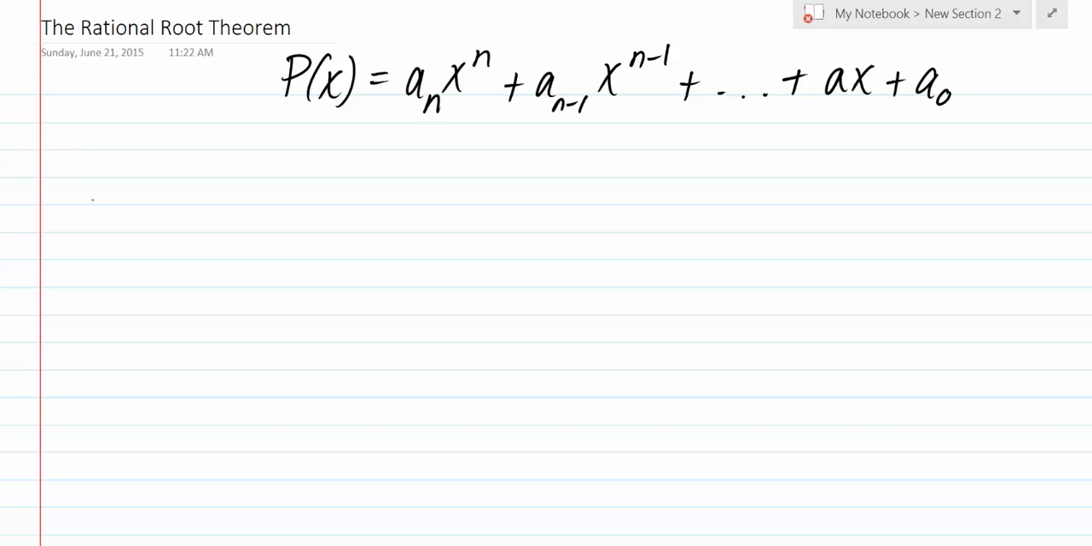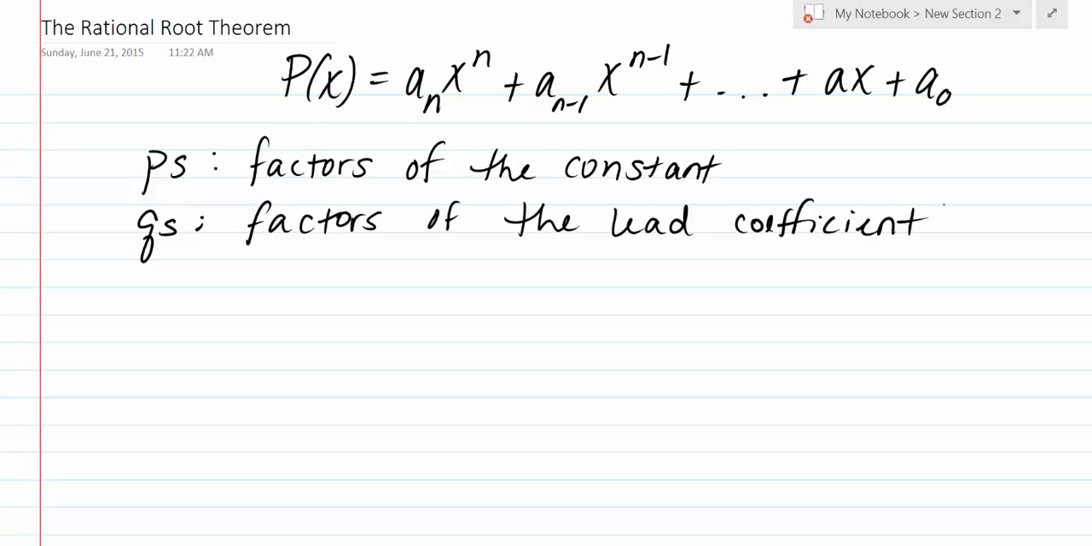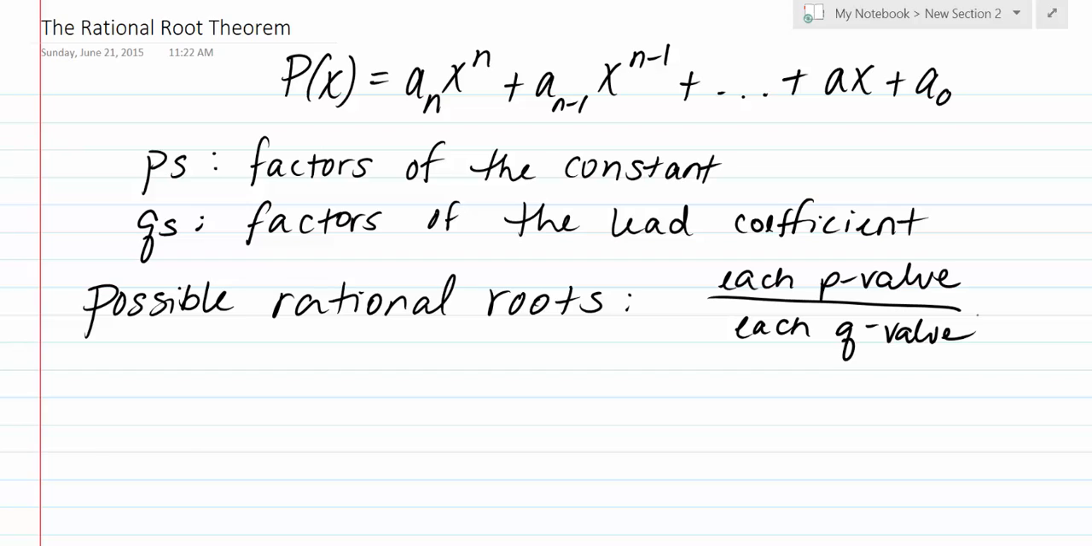When you see this in a textbook or another source, you may see this written as a list of p's and q's, where p's are all of the factors of the constant, and your q's are all the factors of the lead coefficient. You have to take each p-value and divide it by each q in order to get your full list of possible rational roots. Let's take a look at an example now and test this out.